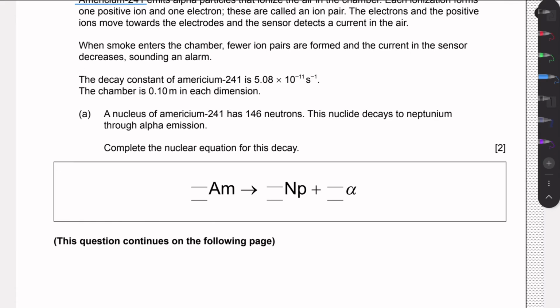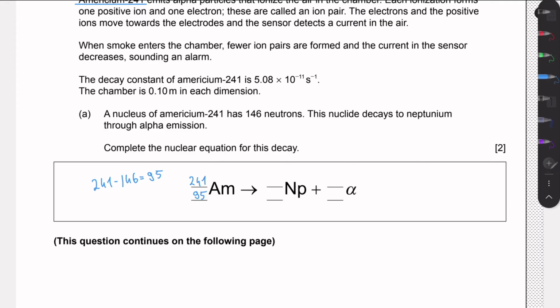So we know that the mass number is 241. So that always goes up here. And this is the proton number. So the mass number is just the number of neutrons plus the number of protons. So from this we can calculate the number of protons. This is just the difference between these two. So we have 95 protons.